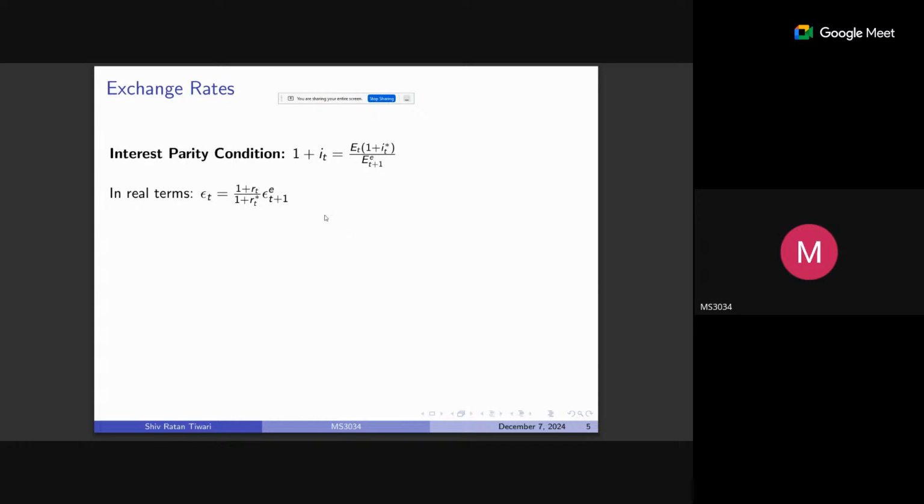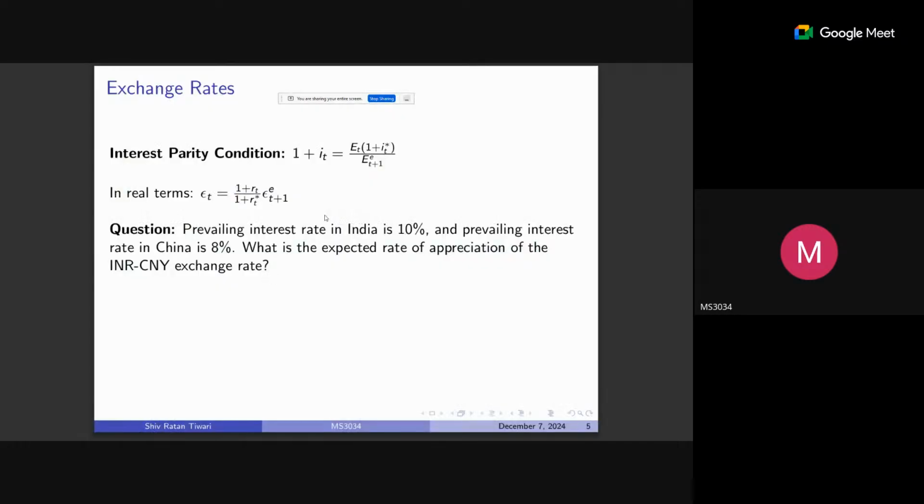Let's have an example on this also. If the question says the prevailing interest rate in India is 10% and the prevailing interest rate in China is 8%, then what is the expected rate of appreciation of the INR CNY exchange rate? So here India is your home country and China is your foreign country. So how do we solve that?